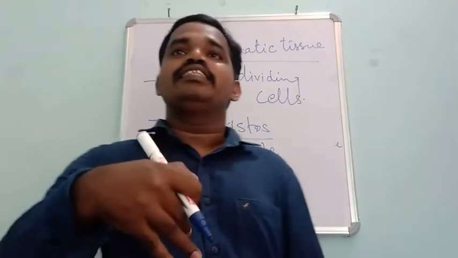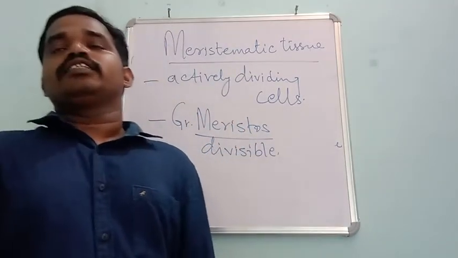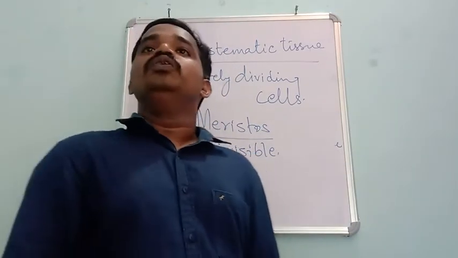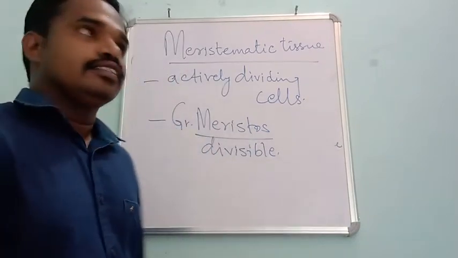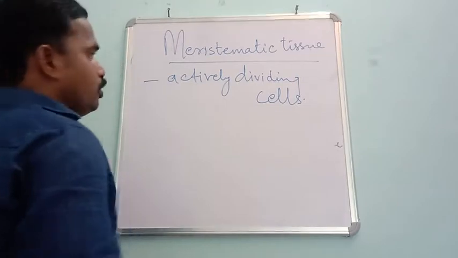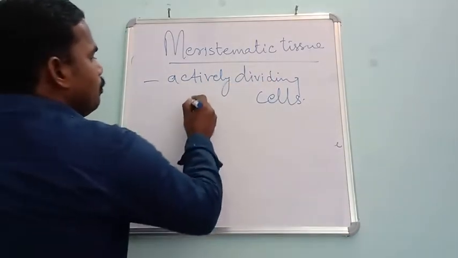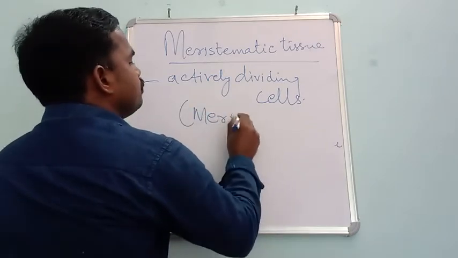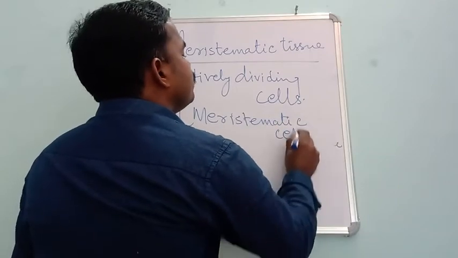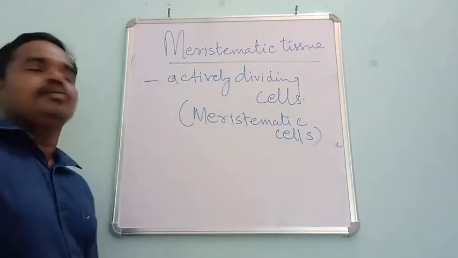So these cells continuously undergo cell division. For what purpose do they divide? Later on they become permanent cells. These permanent cells take a definite shape, then they do their particular function. So meristematic tissues are composed of actively dividing cells, which we call meristematic cells.